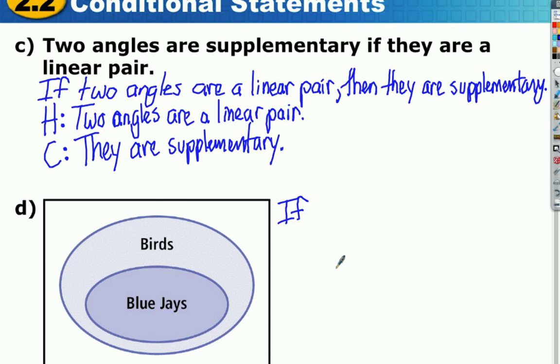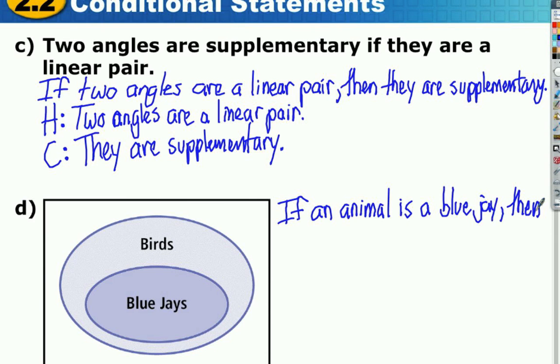Okay. If what are blue jays, and then they are birds? Because you said if they. What are you referring to? What would be represented by the universe in this case? What would the big rectangle represent? The animal. Yeah. If an animal is a blue jay, then it is a bird.